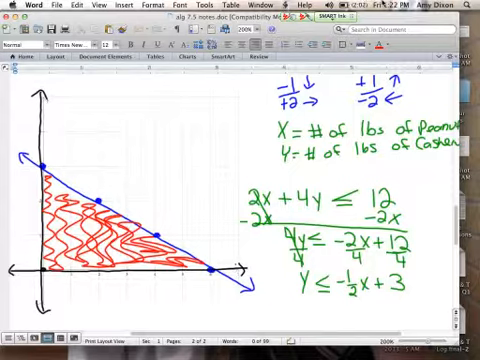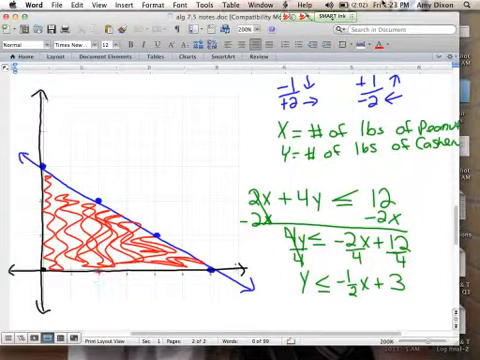Let's talk about all the boundaries, though. This boundary line in blue, y is less than or equal to negative 1/2 x plus 3, will solutions on that line work? Yeah, it's a solid line, so any of these solutions will work. Let's talk about our x and y axis. Those are going to work, right? Will those make sense to the problem? What do you think?